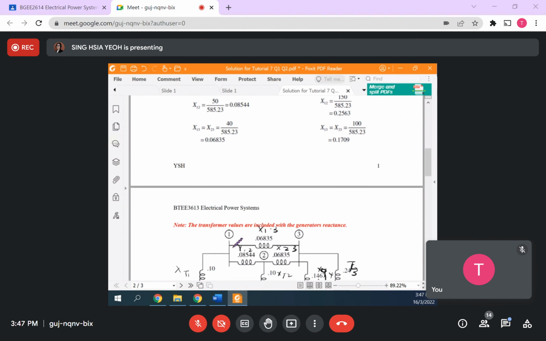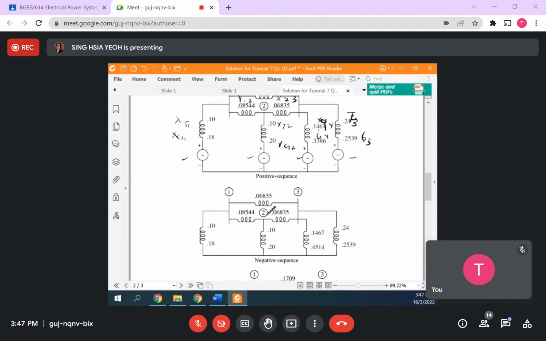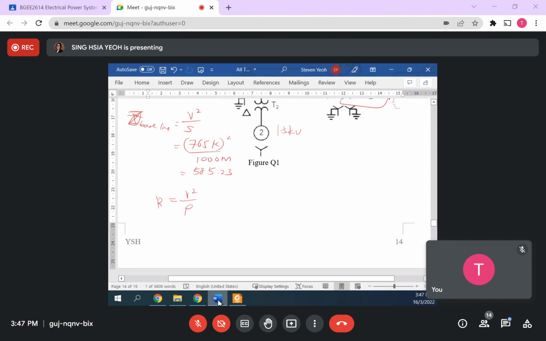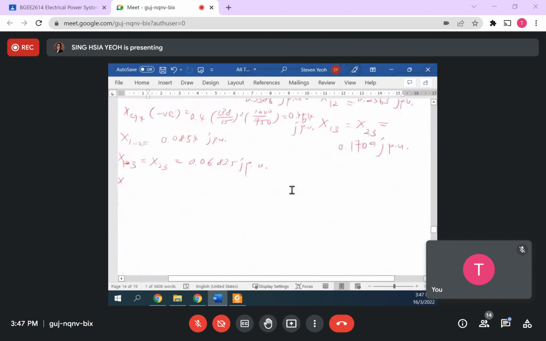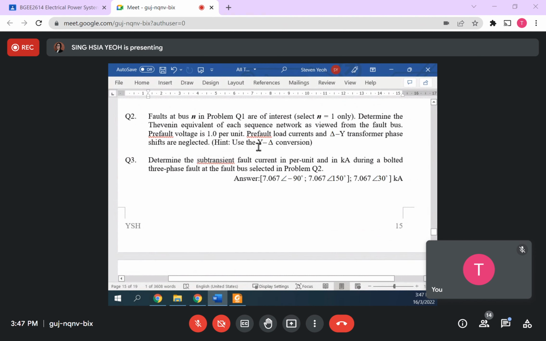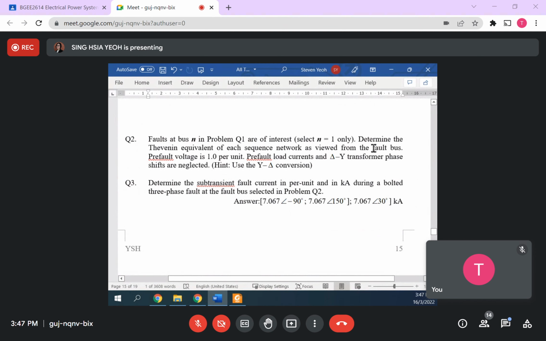So any other question? Once you have this positive, negative, and zero sequence, then the next question they will tell you where is the fault. Question 2. Faults at bus n of interest, so select n equals 1. Determine the Thevenin equivalent circuits of each sequence as viewed from the fault bus. Pre-fault voltage is 1 pu. Pre-fault load currents and delta Y transformer phase shifts are indicated. N equals 1.